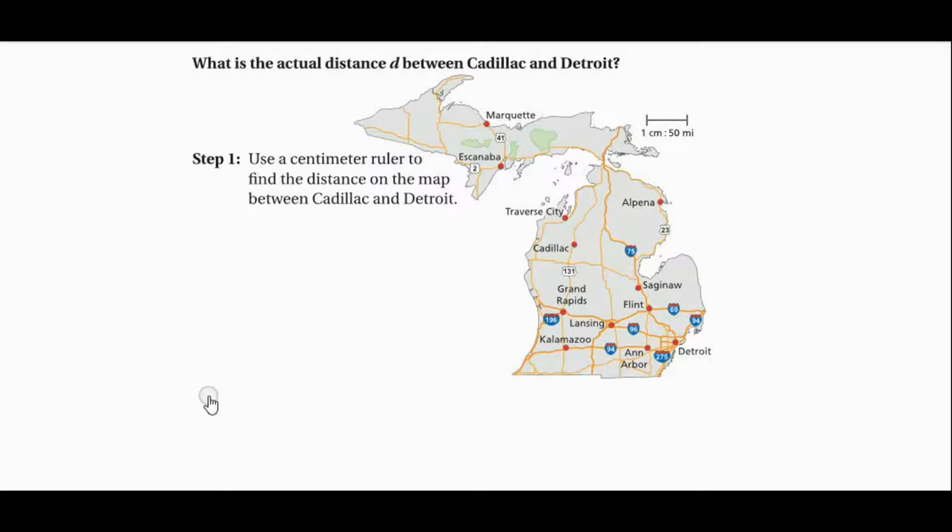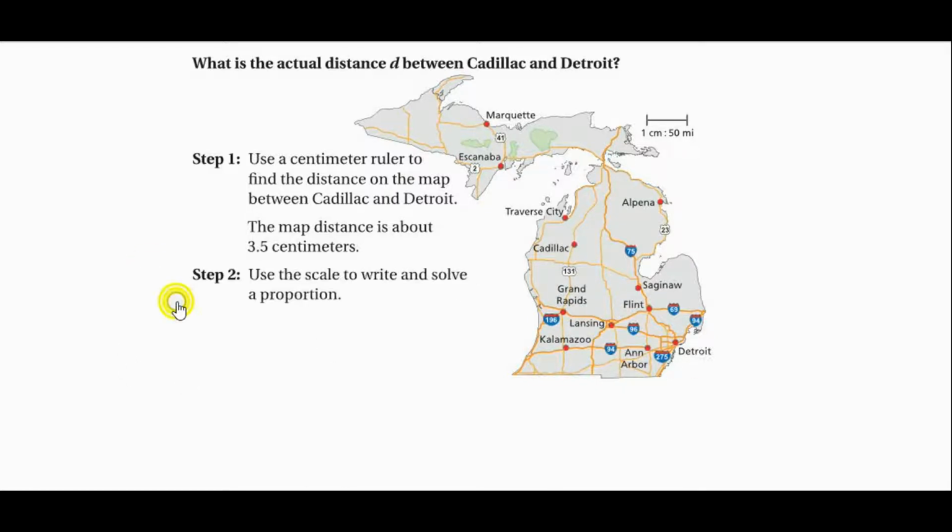First, we're going to use a centimeter ruler to find the distance on the map between Cadillac and Detroit. That's step one. Second, the map distance is about 3.5 centimeters. If we're measuring just as the crow flies, the map distance is going to be 3.5 centimeters from here to here. Then we're going to use the scale to write and solve a proportion.